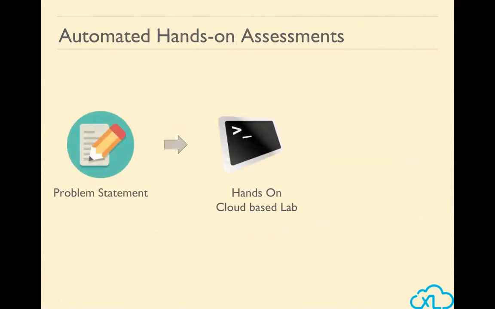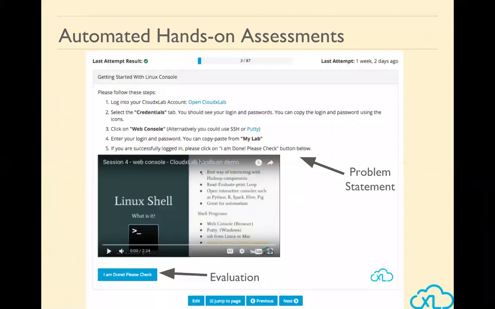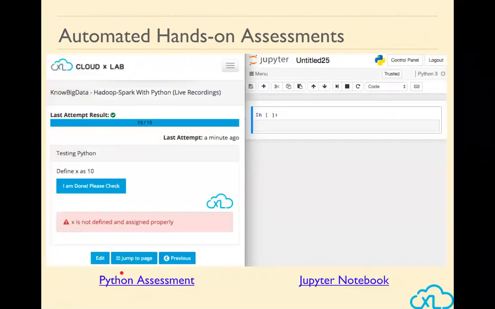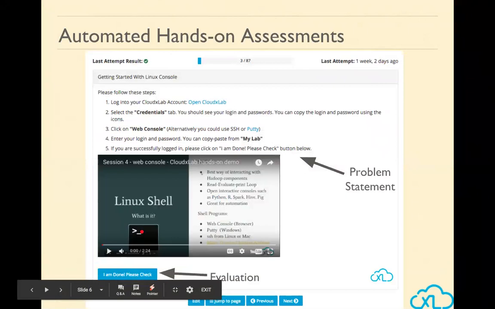All right. So the way automated hands-on assessment works is that there is a problem statement, and using the cloud-based lab that we provide, you have to do the hands-on assessment, and then it automatically checks whether you have done it correctly or not. So here is one example. This is the first example where the lab is asking you, as part of assessment, to log in. Once you log in successfully, you come over here and click on I am done. Once you click this, it'll go and check whether you have done it correctly or not. This way you get immediate feedback about your work.